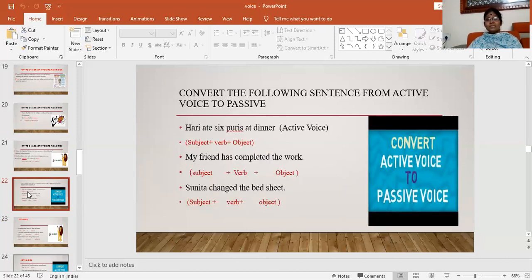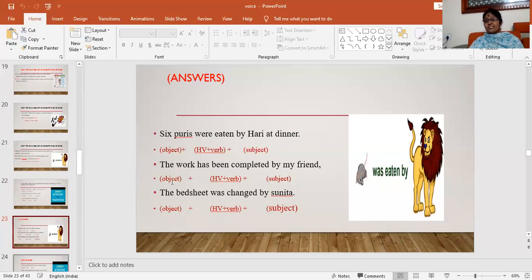Let us do the second sentence. My friend has completed the work. My friend is your subject, right? Take down this. My friend has completed the work. My friend is your subject, right? Has is your verb, and completed the work is your object. Now you are going to change it. What you are going to do? Bring your object here, take your subject here, and make the necessary changes with the verb. Right. Now if you have done, let us check the answer.